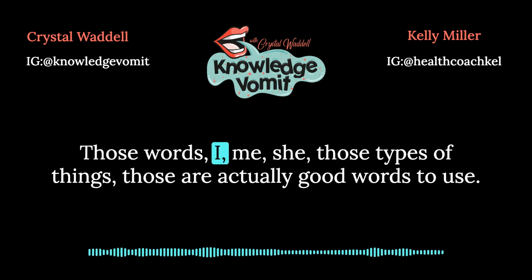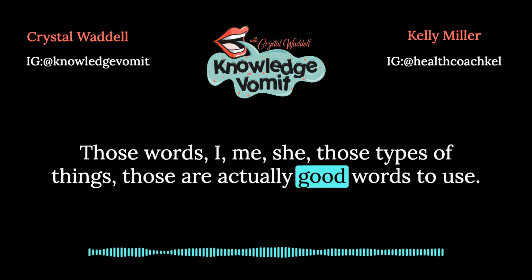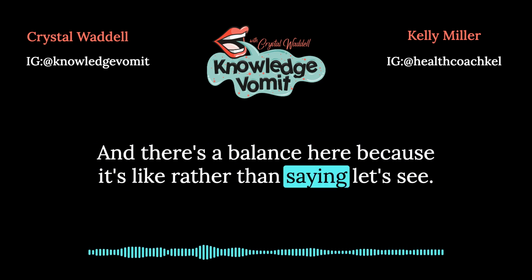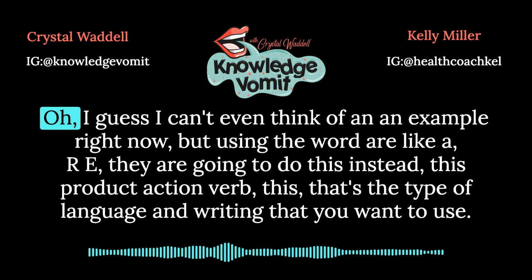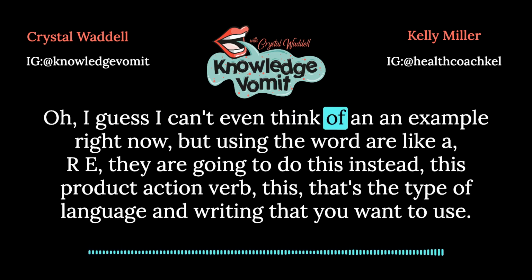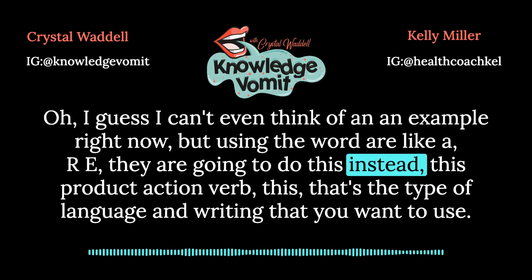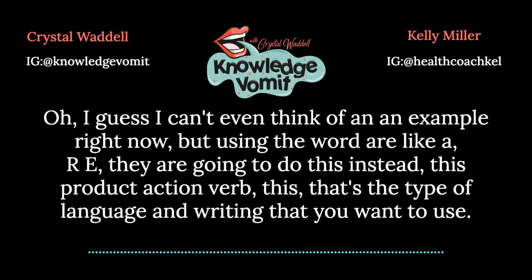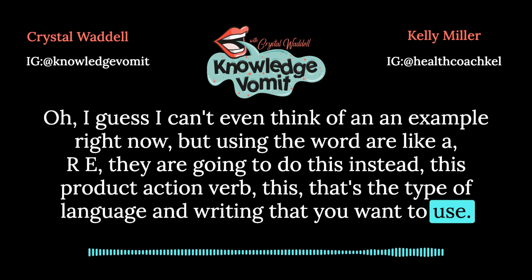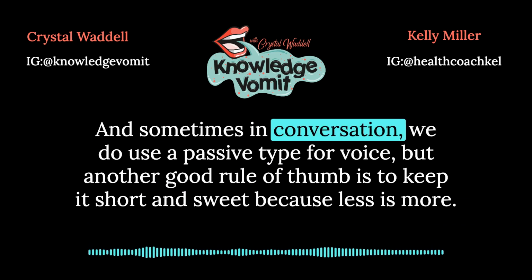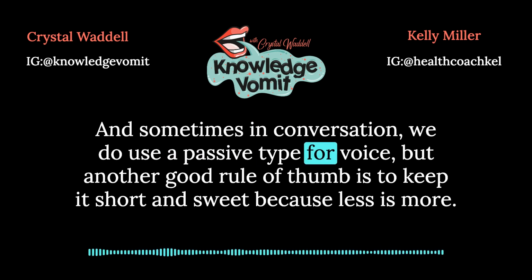Okay. Those words, I, me, she, those types of things, are actually good words to use. And there's a balance here, because rather than saying, let's see, I can't even think of an example right now, but using the word "are," like "they are going to do this," instead it's "this product action verb this." That's the type of language and writing that you want to use. However, you still want to keep it conversational. And sometimes in conversation, we do use a passive type voice.